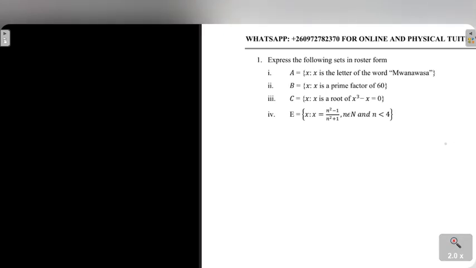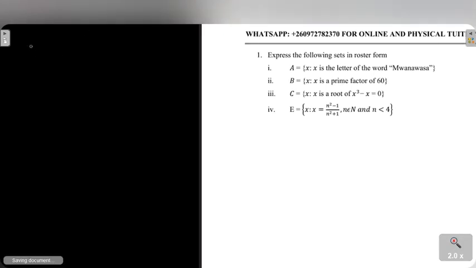So we have our C, which is our second last equation. C is saying that x is such that x is a root of x to the power 3 minus x equal to 0. So I have to express this one in roster form. So what we're going to do is solve for x. That's an equation. So how do you solve for x? You factor out x, because x is common. Then we have x squared minus 1, then this will be equal to 0.